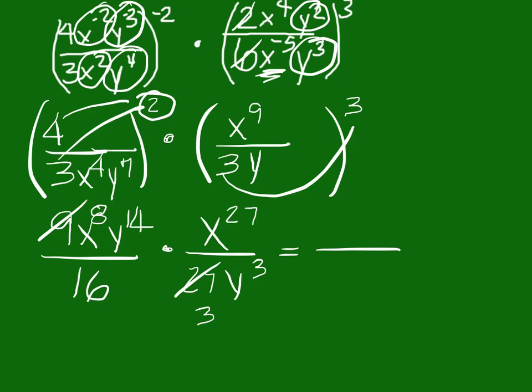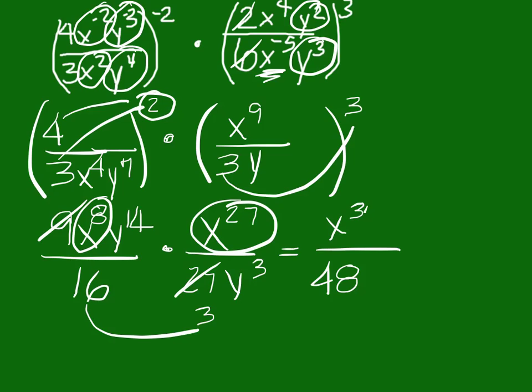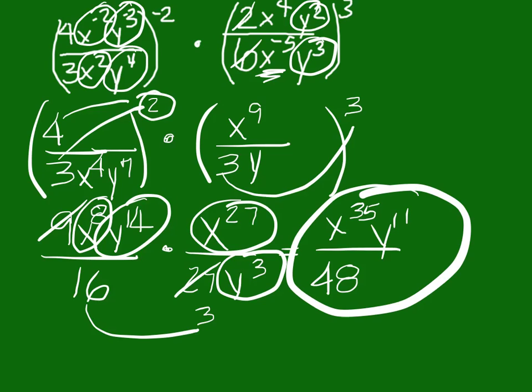So on the bottom you would have a 48, and your x's here on top, 8 and 27 is 35. And then you have y's that are diagonal. They're really over top of each other. Y to the 14th over y to the 3rd is y to the 11th. And you end up with the final answer of that.